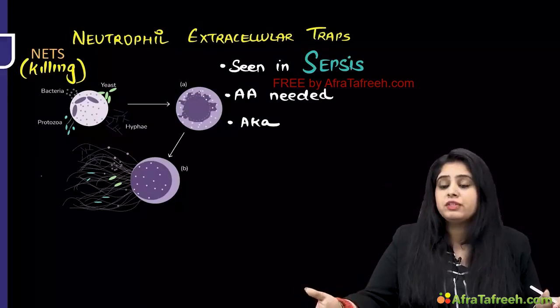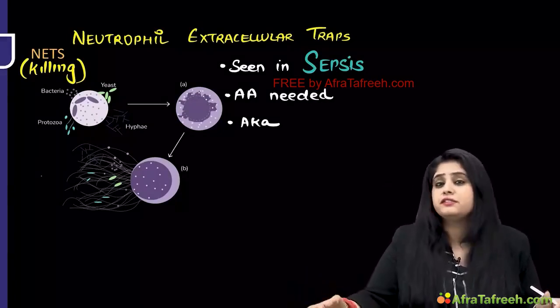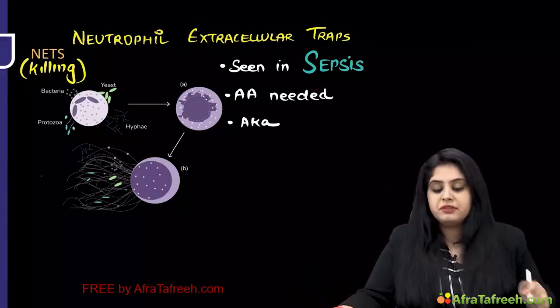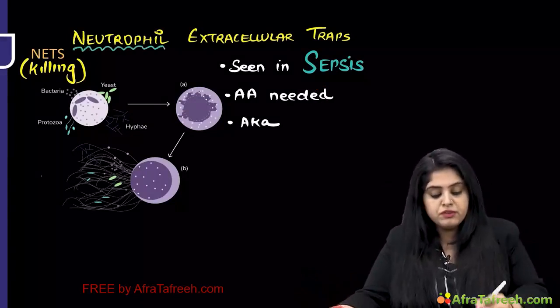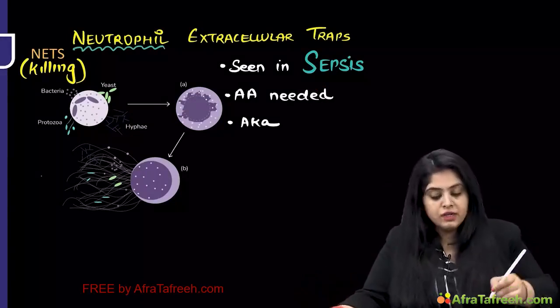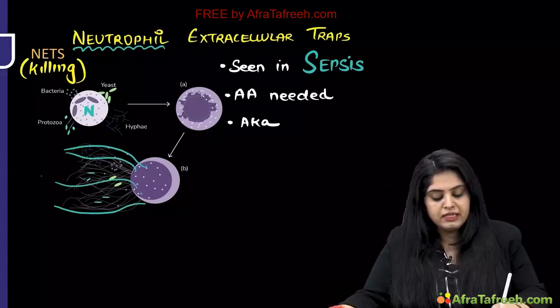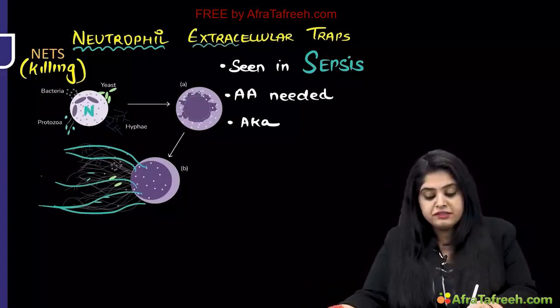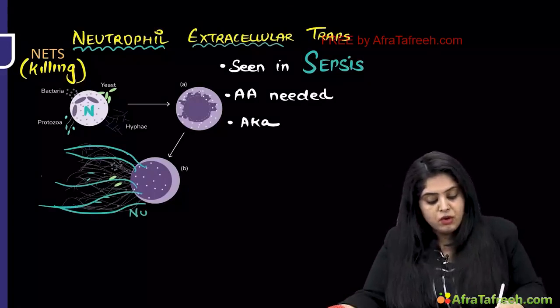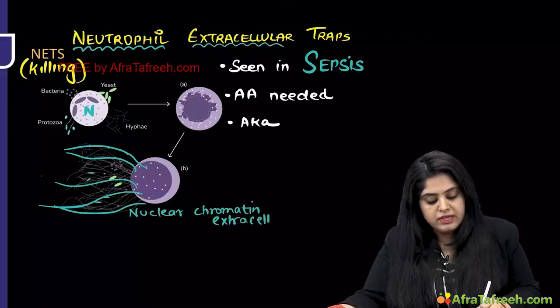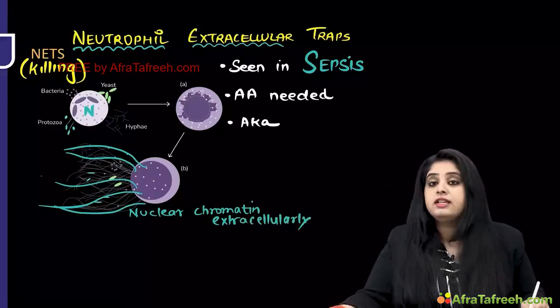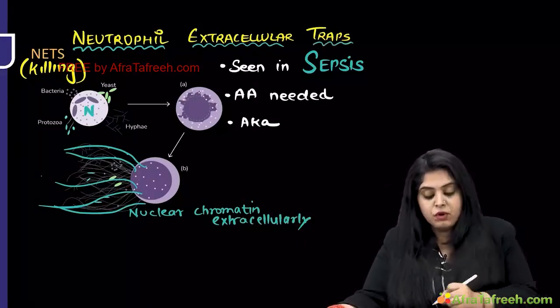So net practice kab hota hai? Net practice happens when there is severe crisis, means sepsis has occurred. So what happens? Which cell is going to come to your rescue? Neutrophil will come. How is it going to do the killing? This is a neutrophil, and this neutrophil says, wait, I am going to send all of my nuclear chromatin outside. Extracellular. Please remember, all of the nuclear chromatin is sent extracellularly, and that is how the trap is formed and the killing occurs.